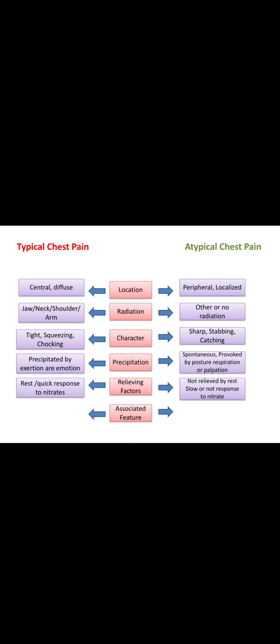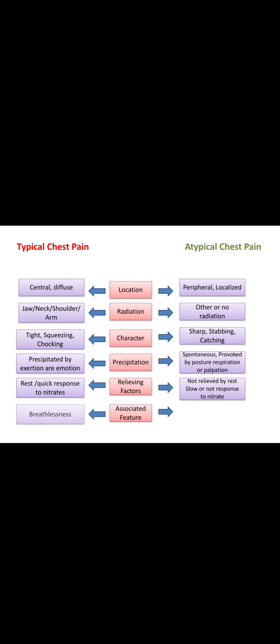Next are the associated features. In typical chest pain, there may be left ventricular dysfunction that can lead to shortness of breath, and there may be autonomic symptoms of autonomic instability, such as nausea, vomiting, dizziness, and sweating.